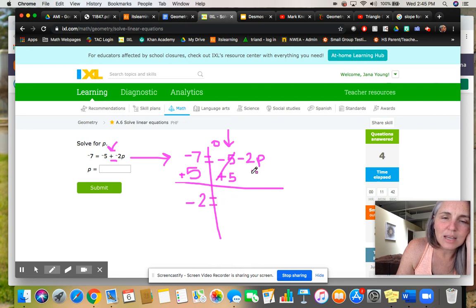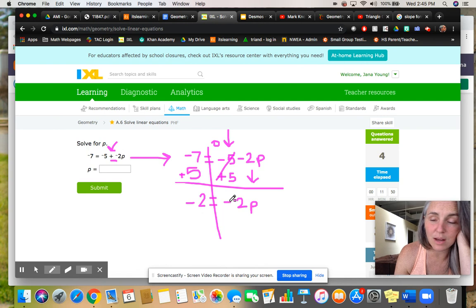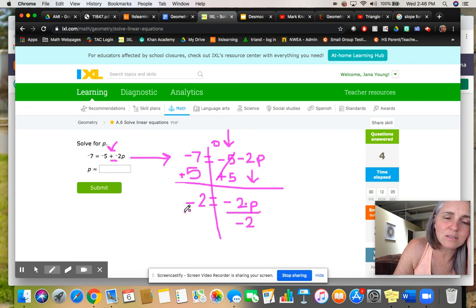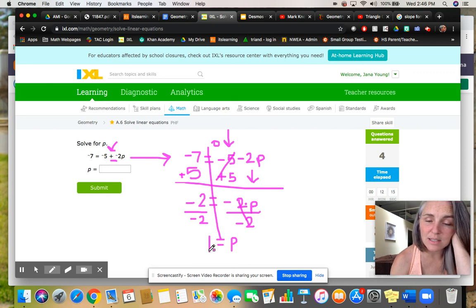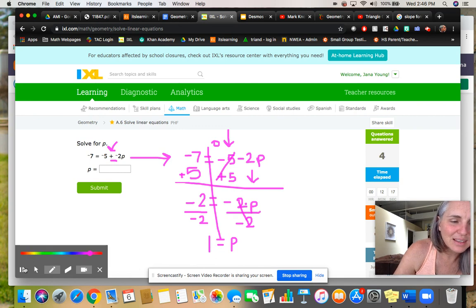And then bringing down the 2p, and I want to be careful because there's a negative sign in front of that, so it needs to come down as well. These little nitpicky things, these are the things that get us when we're solving these, okay? Now, getting p all by itself, it says negative 2 times p, so I'm going to undo multiplication of negative 2 with division. And that's going to leave me with p is equal to positive 1, because anything divided by itself is 1. Okay?